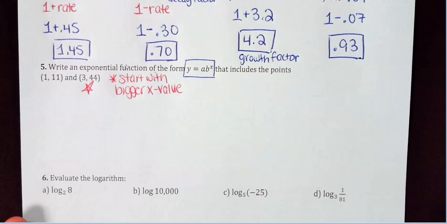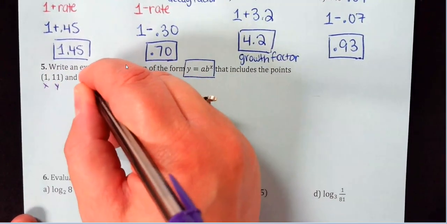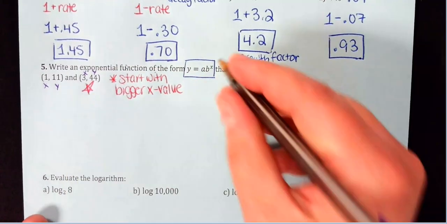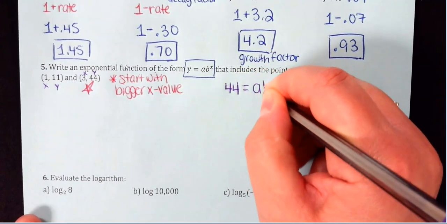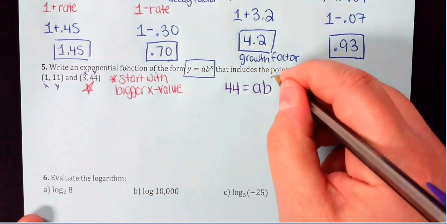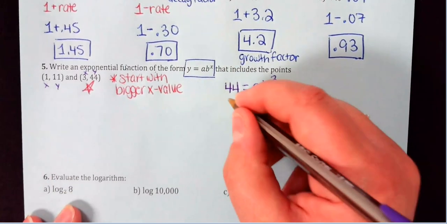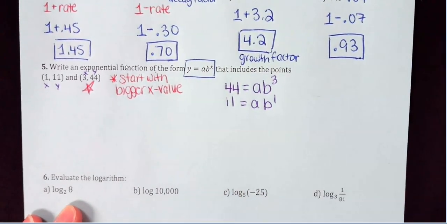What you do with those 2 points, we're going to just use these as x and y, in that y equals ab to the x equation. So I'm going to start with this one. So in place of y, I'm going to put 44, and then ab, and in place of x, you put 3. Because I know x and y, because I've got these two coordinates, I'm trying to figure out a and b to get this relationship. Repeat the process with the other point. So I'm going to do 11 equals ab to the first.